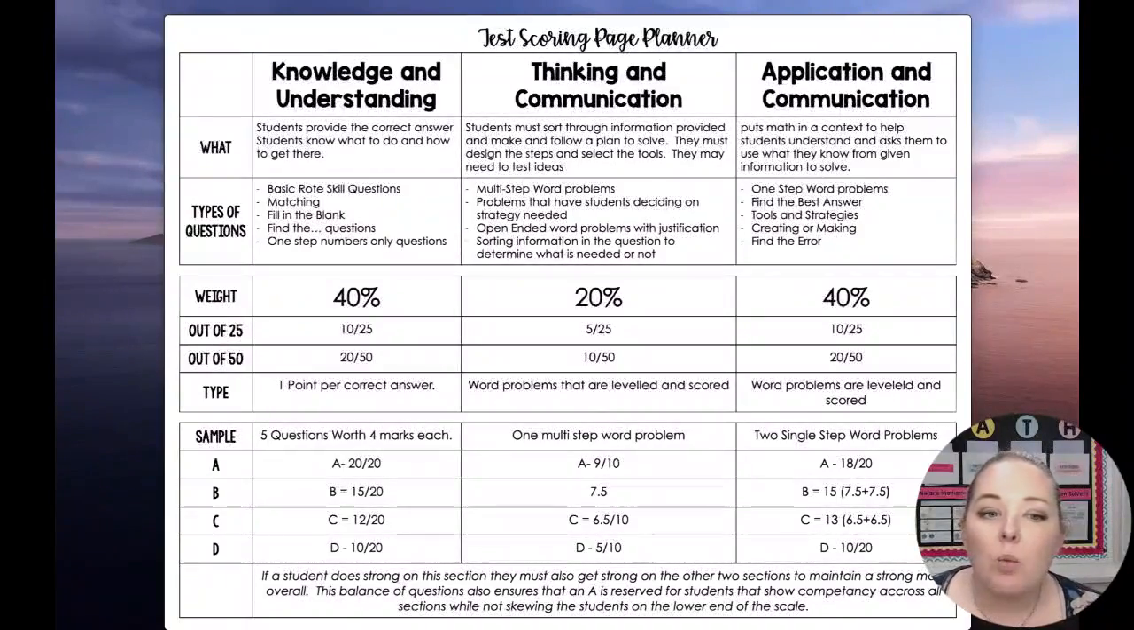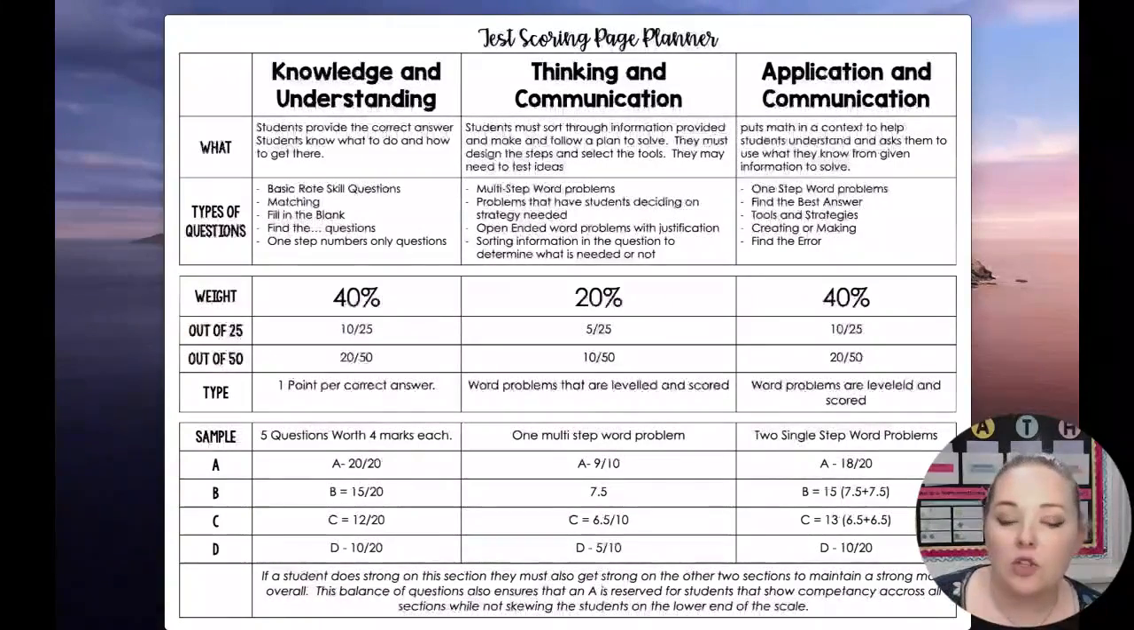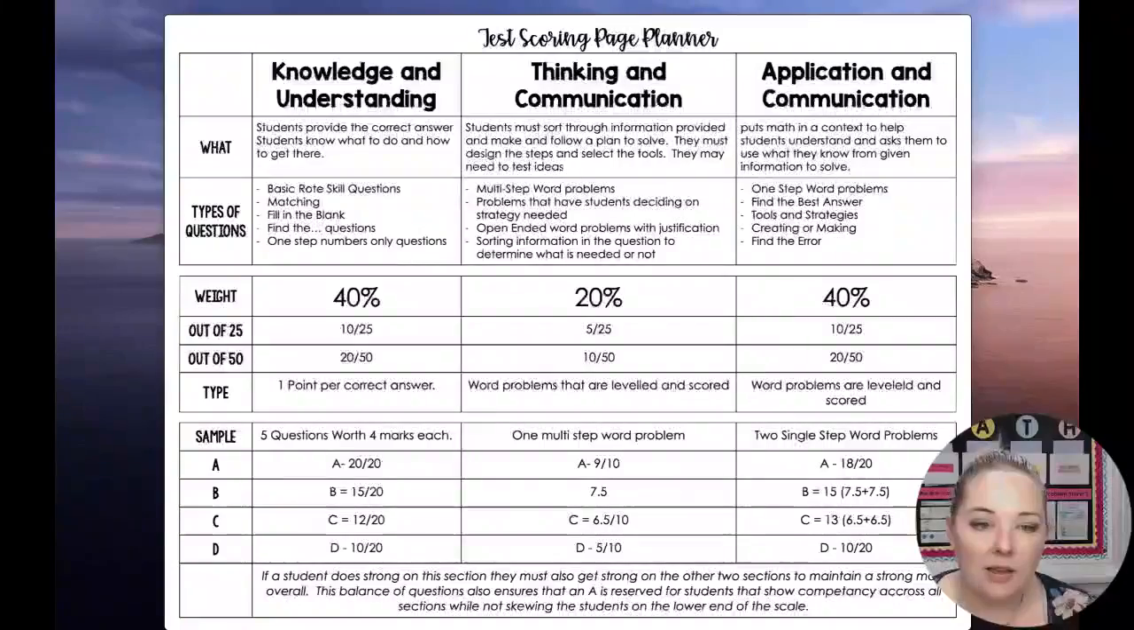You can use simply 1 point per correct answer. They get it right, they get a mark. Or they get it right, they get half a mark. Doesn't matter how you want to break it down, but that's how you can do it. It's just very simple. Knowledge and understanding will consume about 40% of your test. That means that if a student is getting an A, 5 questions worth 4 marks each, they would get 20 out of 20. If they got a B, they would be getting a 15 out of 20. And if they got a C, it'd be 12 out of 20, and D is 10 out of 20.